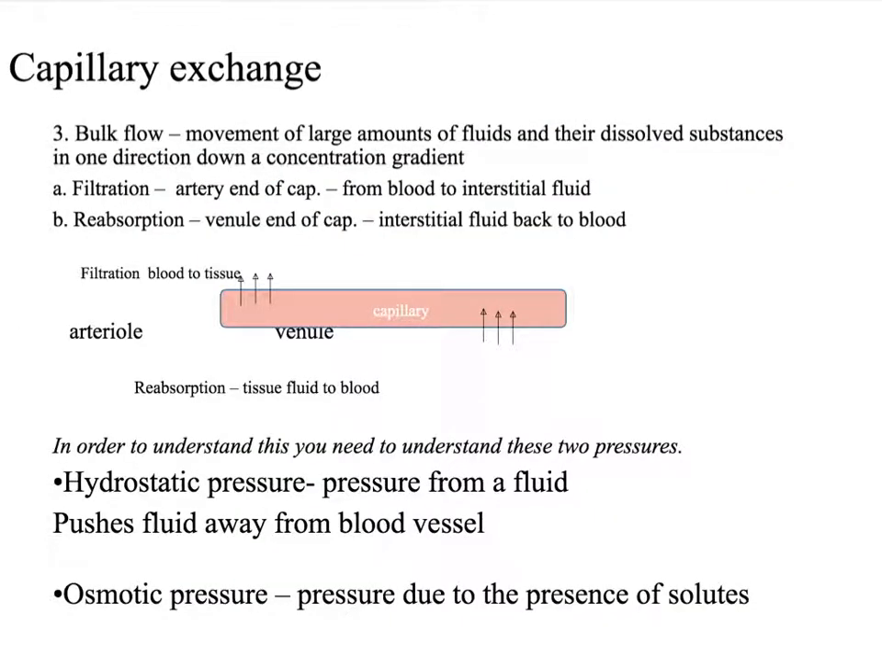Okay, now, how are things exchanged at the capillaries, continued. Another important concept to talk about in capillary exchange is bulk flow. Bulk flow is the movement of large amounts of fluid and the things dissolved in the fluid in one direction down a concentration gradient. So it's the blood and the things dissolved in the blood. Now we have two different terms, and you really need to know what these terms mean, because people get them confused all the time.